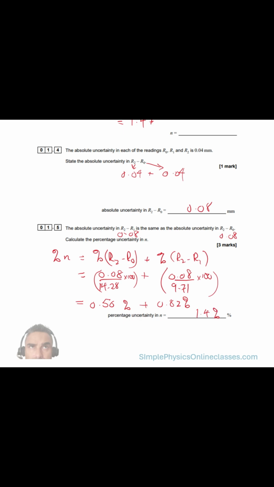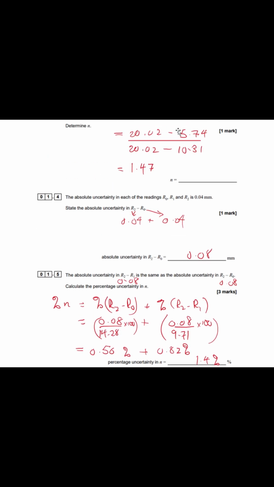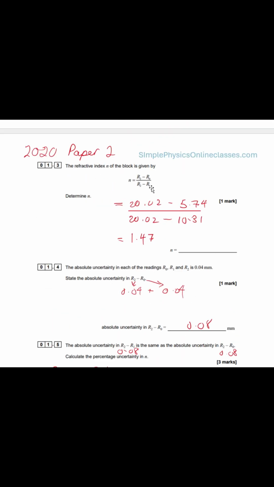So just be careful. You got to work out the percentage uncertainties individually and then add them up, because you've used both the top term and the bottom term. So you got to work out the percentage uncertainties for both.